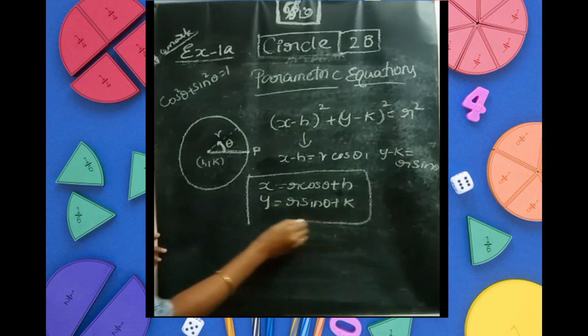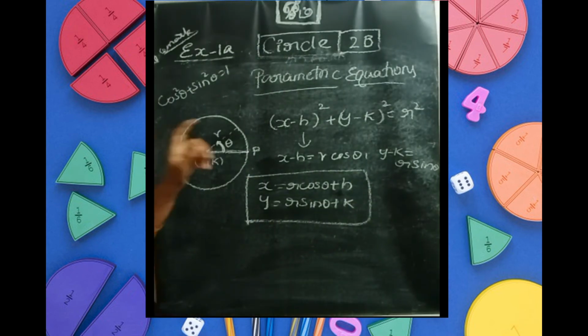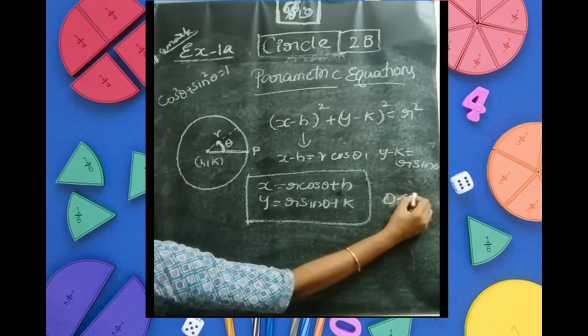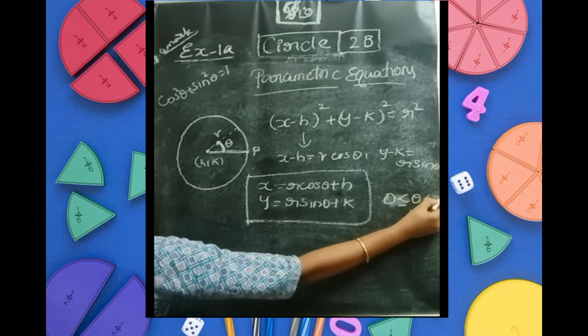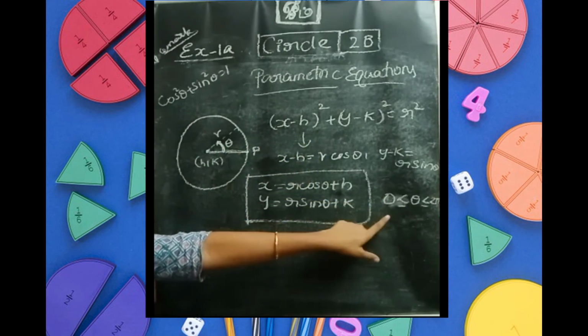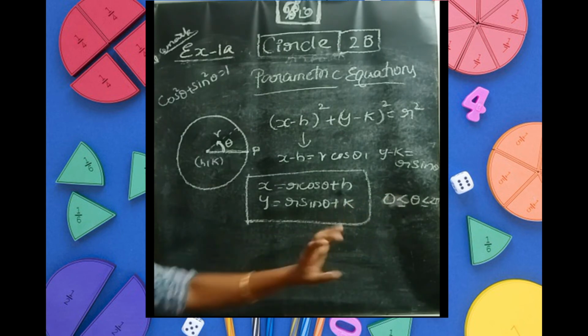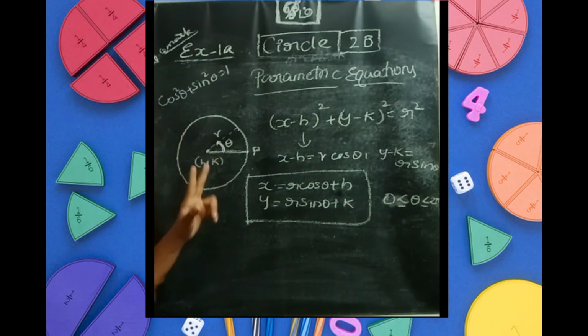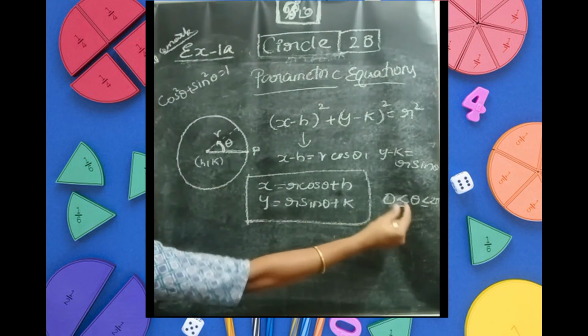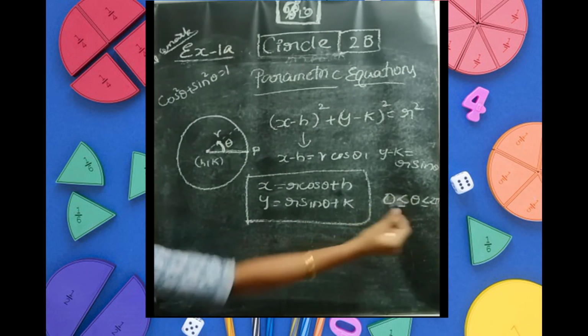This is the parametric equation of a circle for a point center. That means for a center (h, k) and radius r. And a very important note: this condition will be satisfied for the whole circle, that is, 0 is less than or equal to theta, which is less than or equal to 2 pi, for any angle. That means 360 degrees, total 360 degrees. Theta lies between 0 and 2 pi.